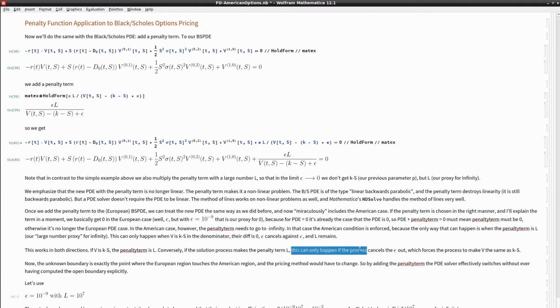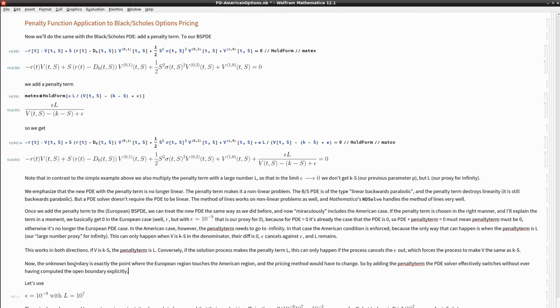Then this can only happen if the process cancels the epsilons out, which forces V to be the same as K minus S, because otherwise V minus parity would no longer be 0. Right? So this works in both directions.